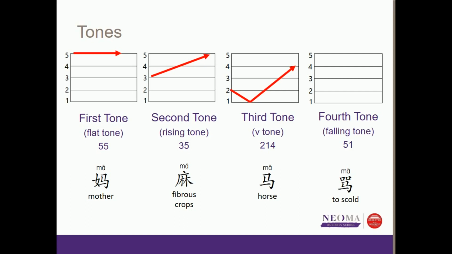Okay, the last one is a little bit difficult for French learners, and you're gonna pronounce it from 5 to 1. Ma, ma. So these 4 tones linked together, which is ma, ma, ma, ma. Can you tell the difference?